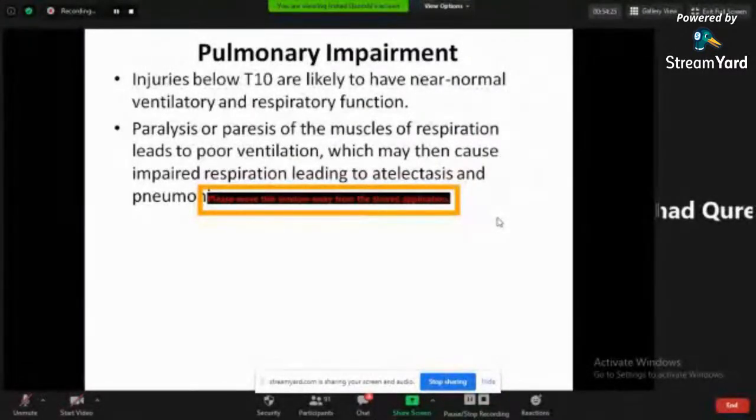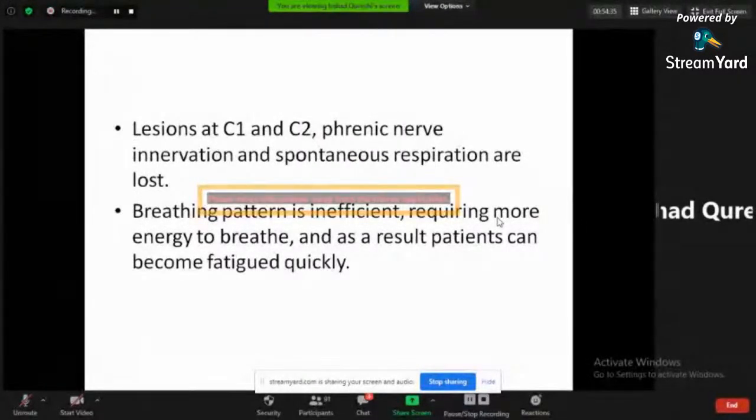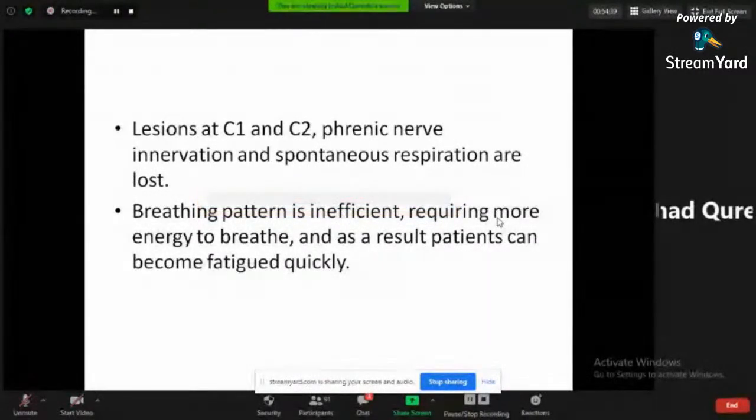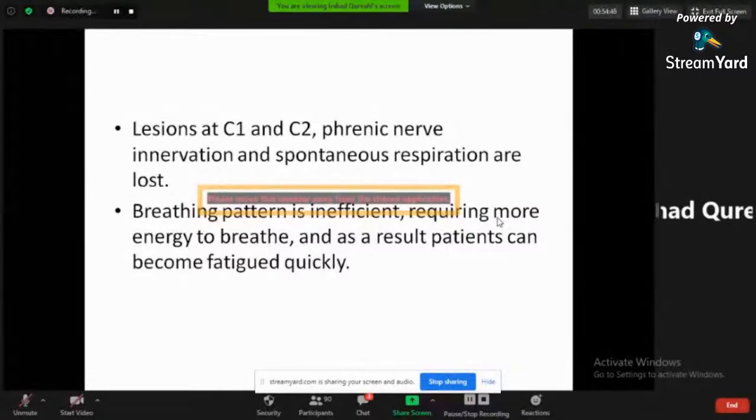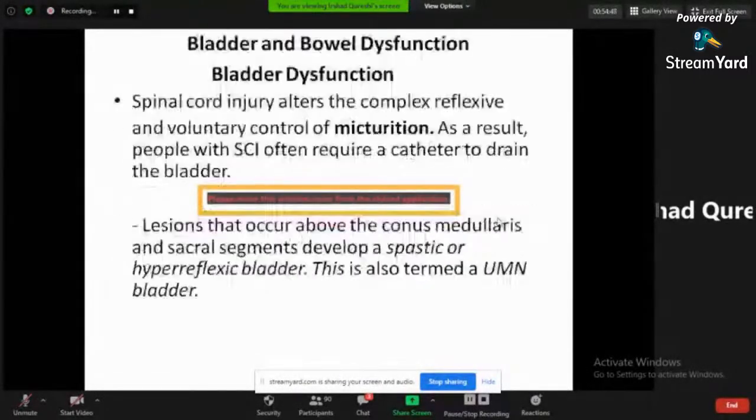Paralysis of the muscles of respiration leads to poor ventilation, which may then cause impaired respiration, leading to atelectasis or pneumonia. With lesions at C1, C2, phrenic nerve innervation and spontaneous respiration are lost. The breathing pattern is inefficient, requiring more energy to breathe, and as a result the patient may become fatigued very quickly. They are going to have bladder and bowel dysfunction.